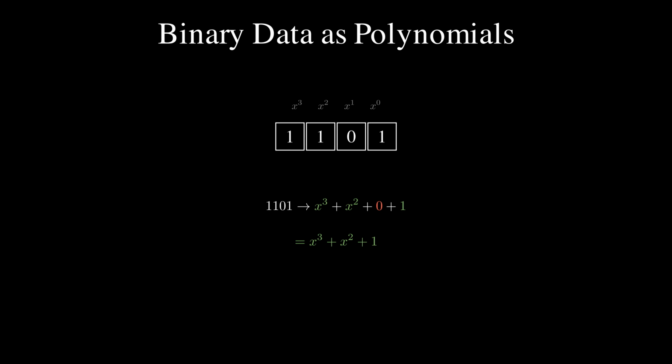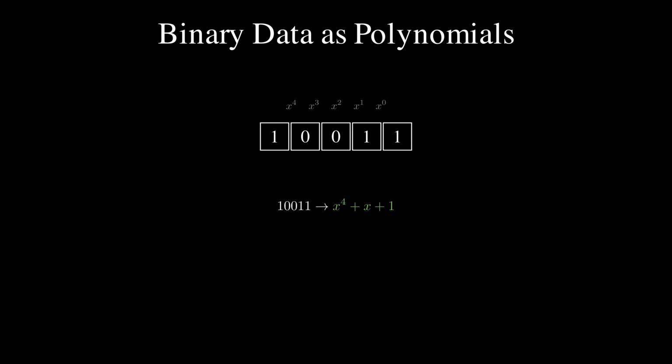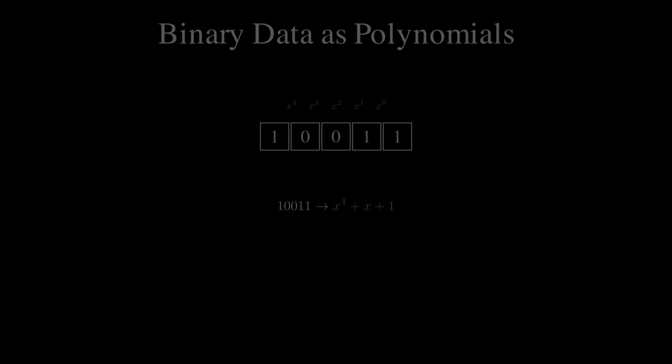This polynomial representation allows us to perform mathematical operations on binary data, which is the key to CRC. Let's look at another example. The binary 10011 becomes x to the 4th plus x plus 1. Now that we understand polynomial representation, let's see how CRC uses polynomial division.